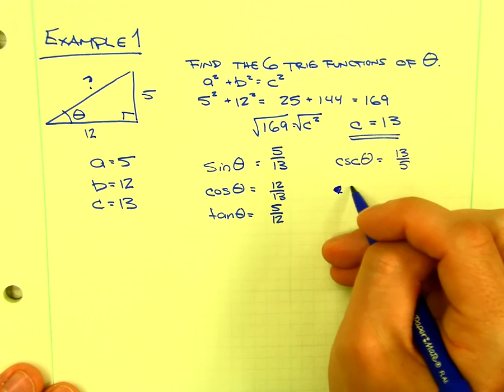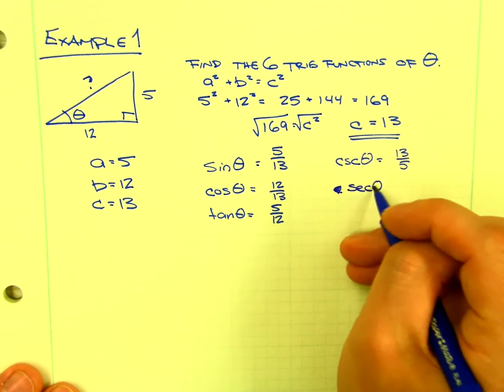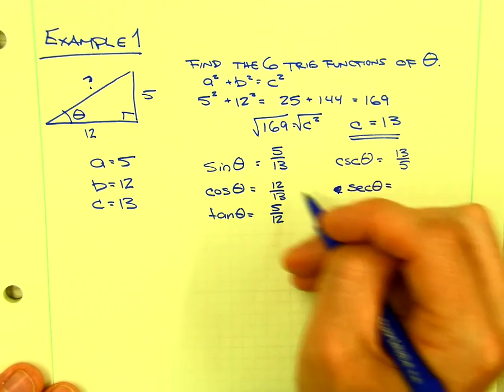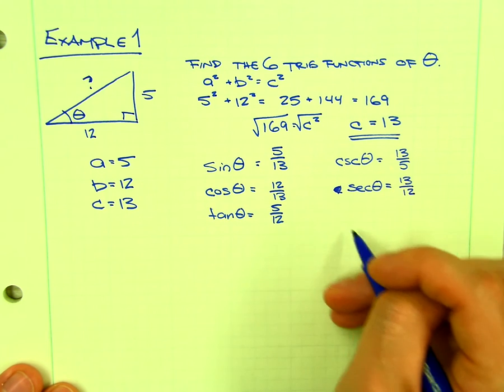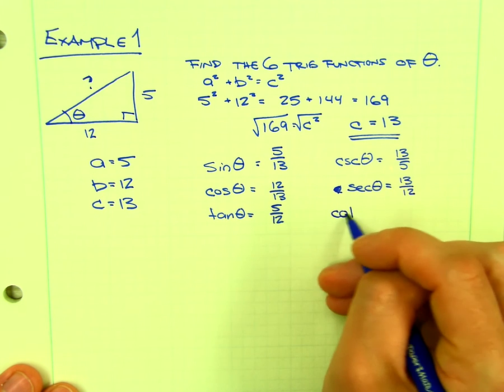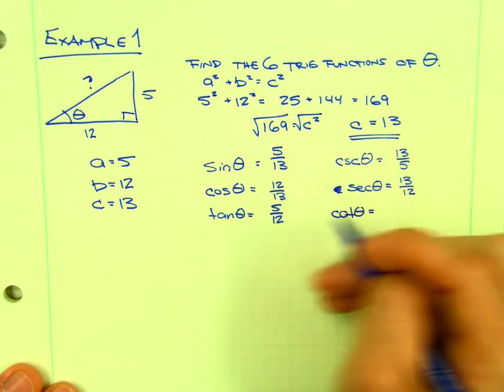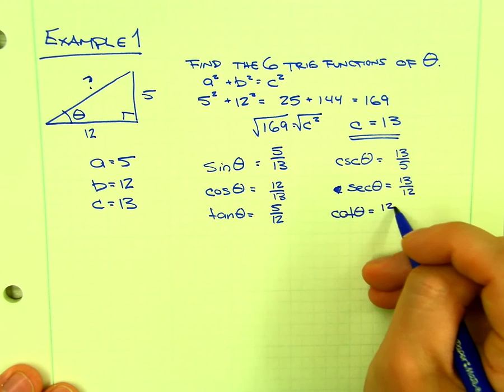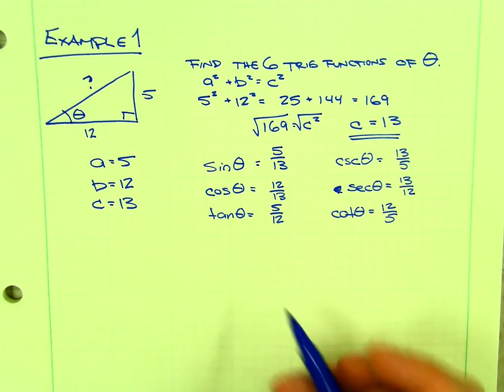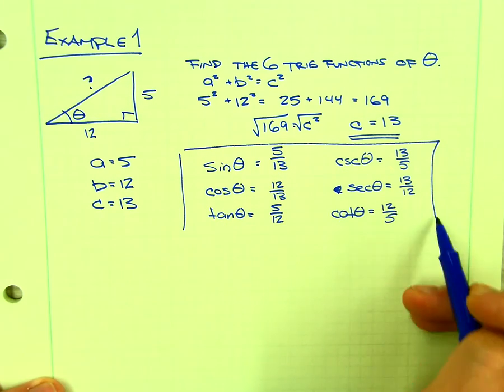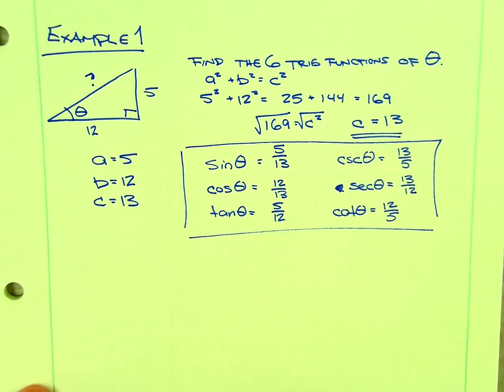And not the cos, it's going to be the secant of theta. It's going to be, instead of 12 divided by 13, just do the reciprocal, 13 divided by 12, just flipping it over that bar. And the cotangent is going to be equal to, instead of 5 over 12, we get 12 divided by 5. Just like that. Excellent. So 100% correct answer right there.